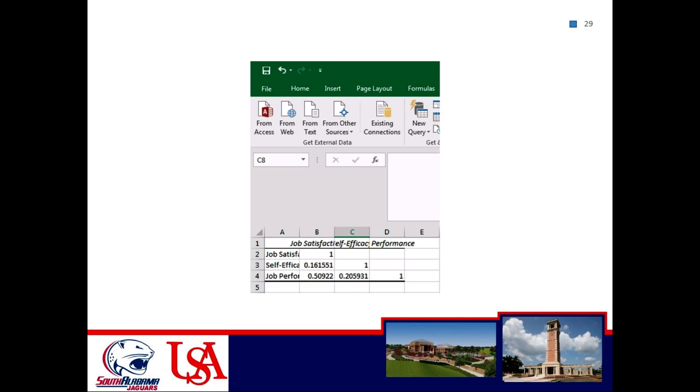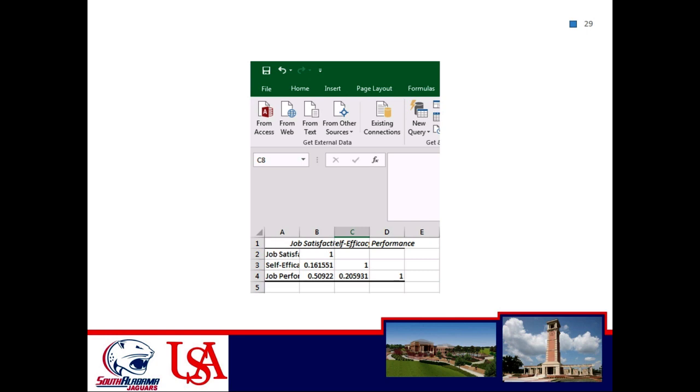Okay, let's move on to the next one. In the job satisfaction column, there is a number of 0.509, which would round up to 0.51. The row is job performance, so we would say the correlation between job satisfaction and job performance is 0.51, because that's where the job satisfaction column intersects with the job performance row.